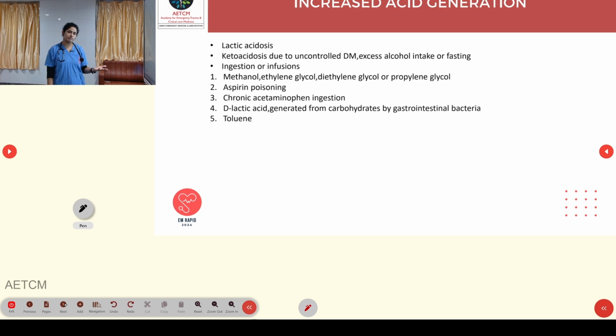What are the causes? It can be due to lactic acidosis, that is an increase in acid production in our body. Diabetic ketoacidosis is mainly due to increased sugars, or ketoacidosis can also be due to increased alcohol intake and also due to fasting. And ingestions or infusions of acids like methanol, ethylene glycol, diethylene glycol or propylene glycol, aspirin poisoning, chronic acetaminophen poisoning, and then D-lactic acid generated from carbohydrates by GI bacteria, then toluene.